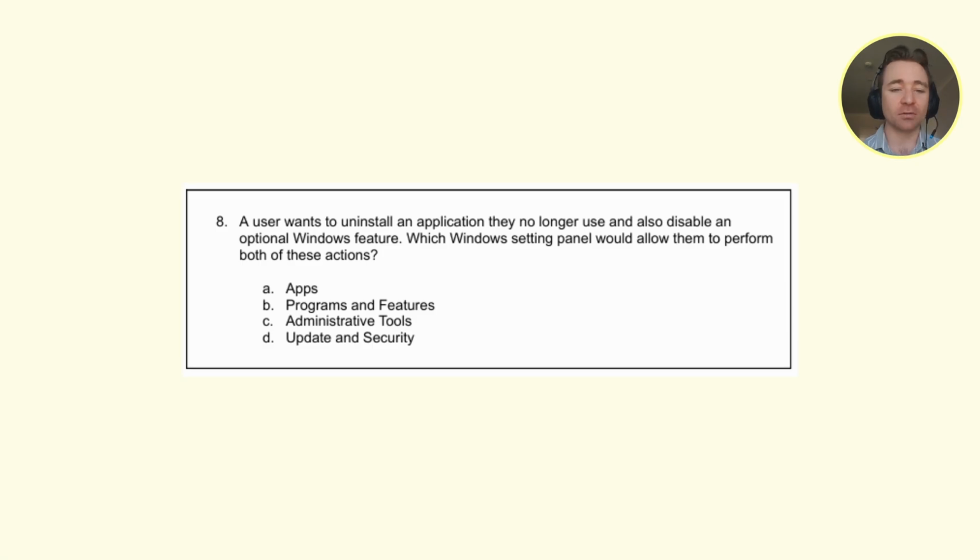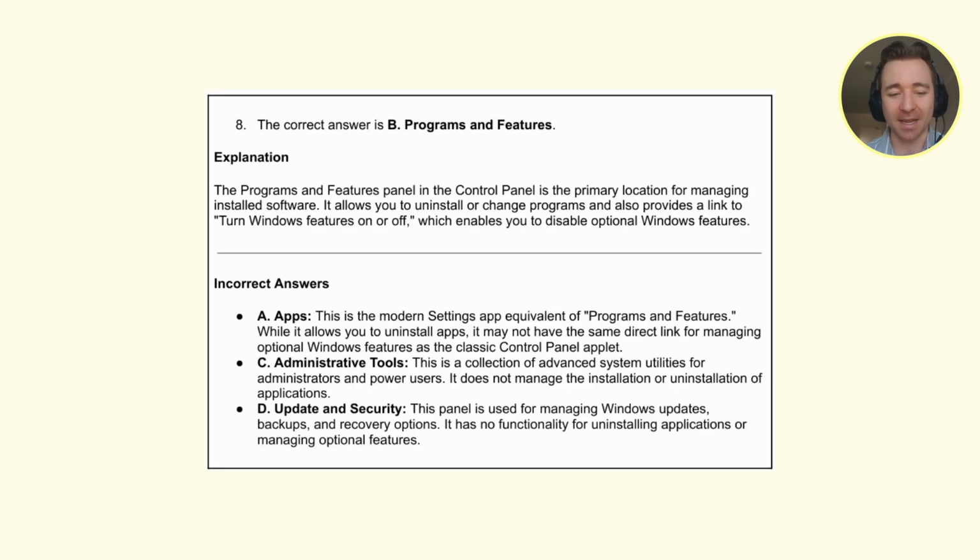The next question reads, a user wants to uninstall an application they no longer use and also disable an optional Windows feature. Which Windows setting panel would allow them to perform both of these actions? Is it A, apps, B, programs and features, C, administrative tools, or D, update and security? Your answer is coming in 3, in 2, in 1. And it is B, programs and features.